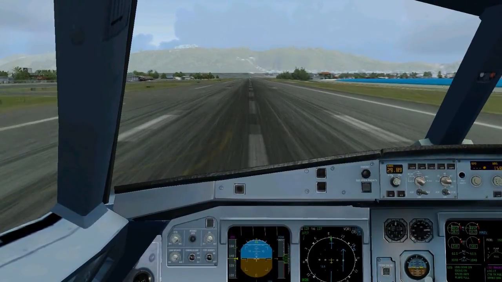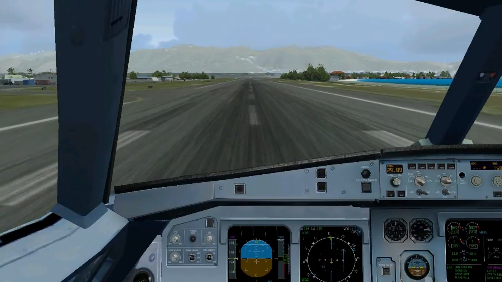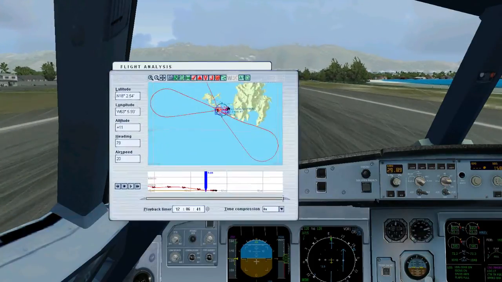Okay, and there we are. We're on the center line. Pretty nice landing, pretty decent landing. We did pretty good. Let's take a look at our flight path and see how we did.